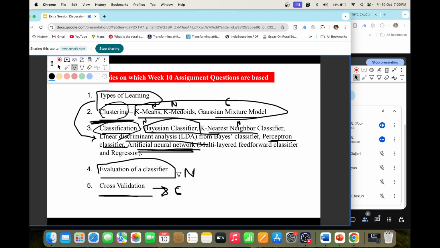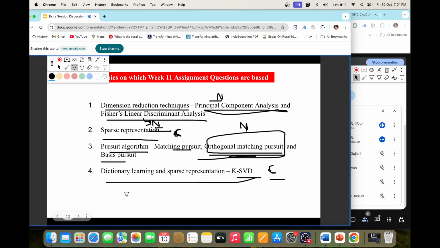Then evaluation of classifier, this is again very important from a numerical point of view. Evaluation of classifier means confusion matrix. They might give you a confusion matrix and ask for different values like precision, recall, and other metrics. Just go through those slides and you can easily get one question from that. And cross validation, conceptually it is important, but again there is no numerical related to cross validation.